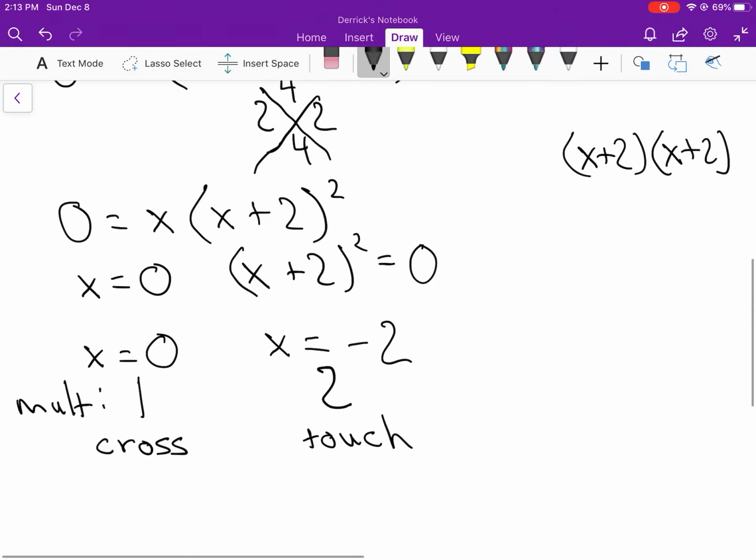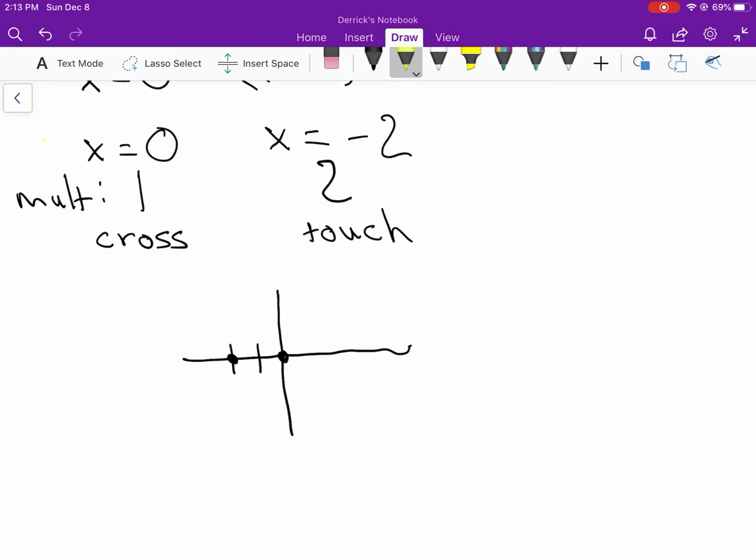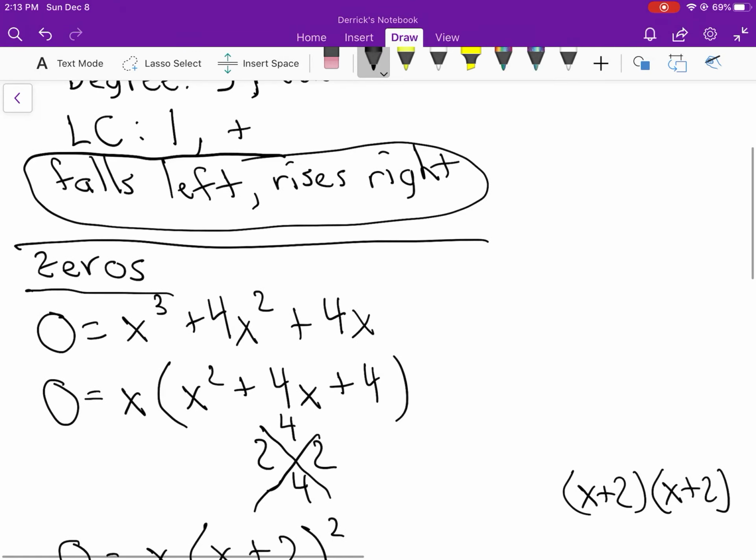So what that means is, if we say we want to graph this function, first thing I'm going to do is mark out my x-intercepts. Here's one at 0, 0. 1, 2 out to the left. Here's my other one at negative 2. So I've plotted both of my x-intercepts. Okay? Now I want to look at my end behaviors. My end behaviors were that it's supposed to fall to the left and rise to the right.